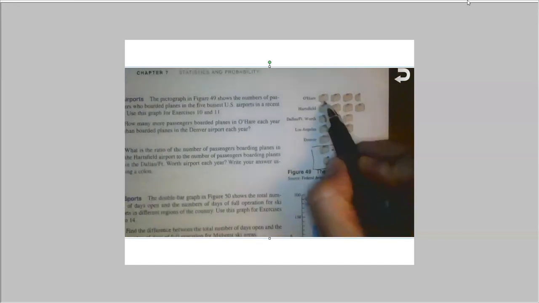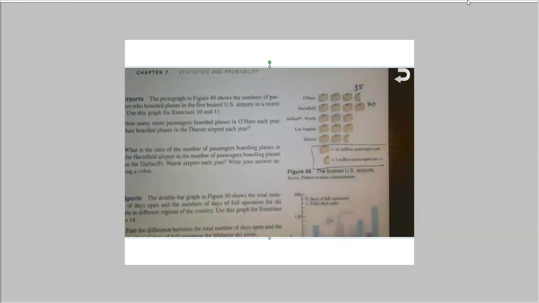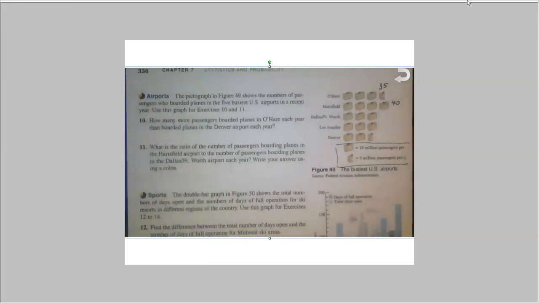So half of a suitcase would represent half of that amount. Half of 10 is 5 million. So a full suitcase is 10 million. Half a suitcase would represent 5 million passengers. So what that means is in O'Hare, there are 10, 20, 35. So that would be 35 million passengers. In Hartsfield would be 10, 20, 30, 40 million passengers, and so on. So that's how you use that information.